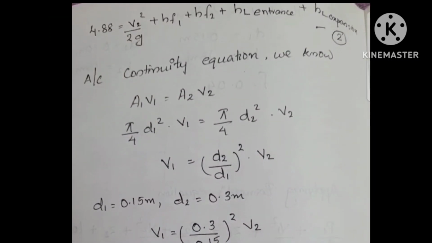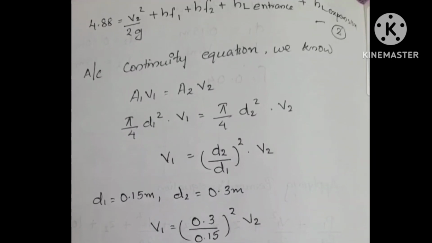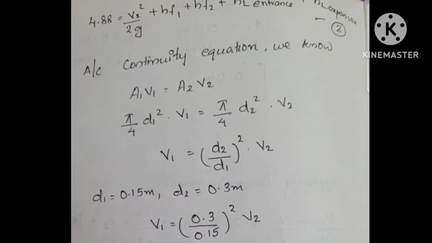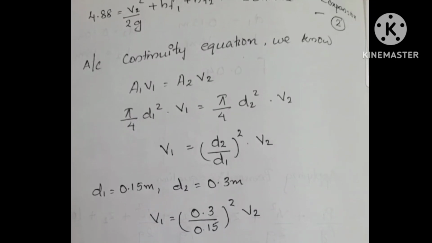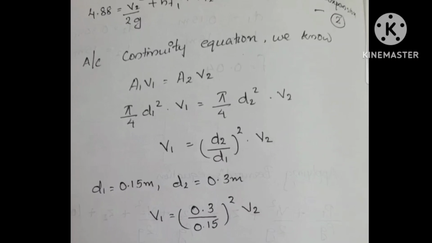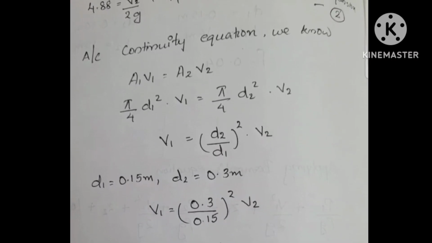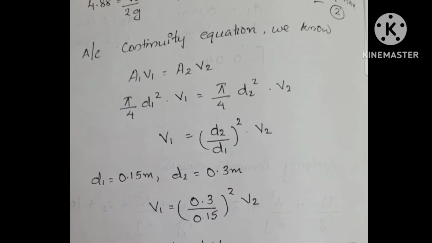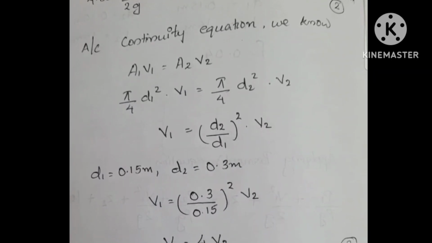The equation will be 4.88 is equal to V2 square by 2G plus losses. Losses include HF1, major loss in pipe 1, plus HF2, major loss in pipe 2, plus HL entrance, that is head loss at the entrance of pipe, and HL expansion, that is head loss due to sudden expansion.